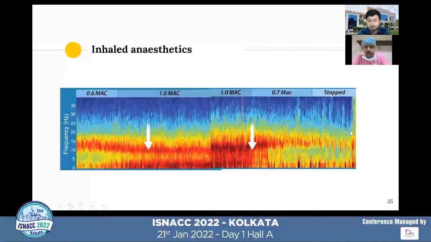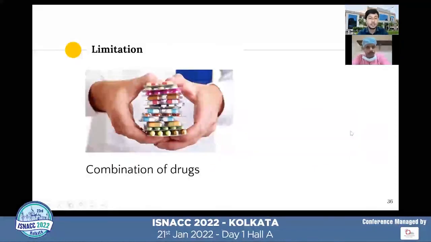So the limitation when we use the EEG monitor is that most of us will use a combination of drugs, such as propofol with opioids, propofol with dexmedetomidine, and each has its own particular EEG signature pattern. So we are not sure what the particular EEG signature is with a combination of drugs.